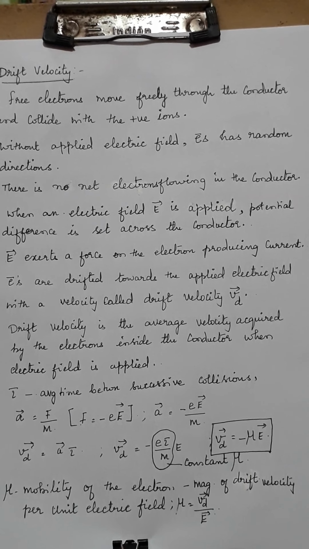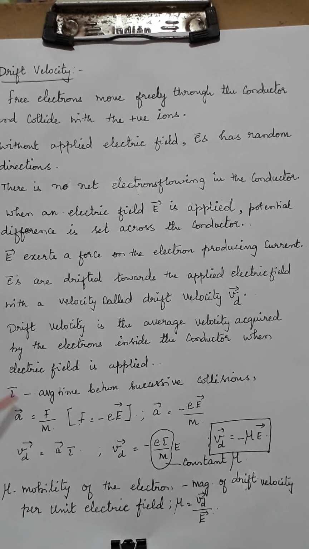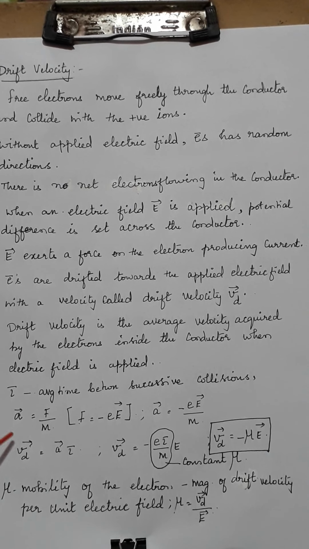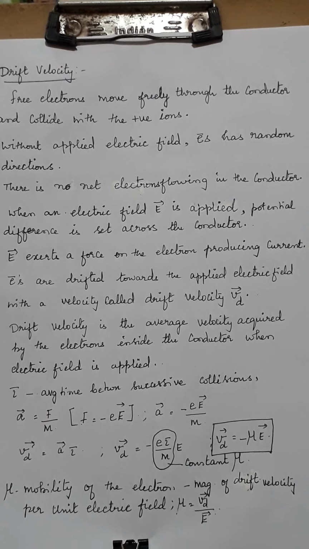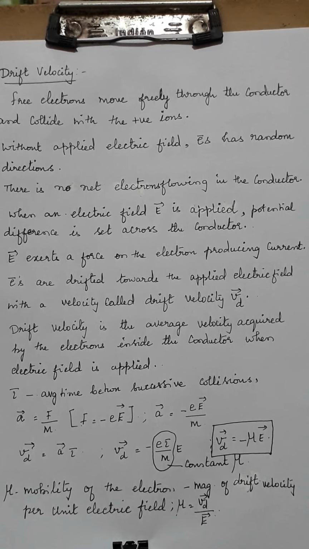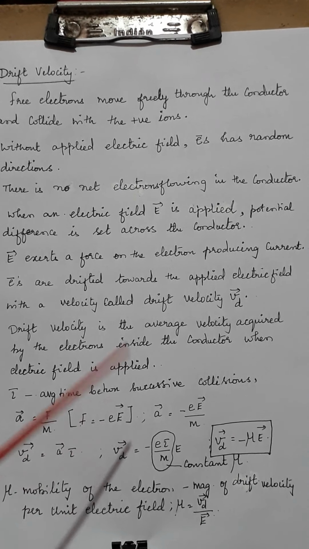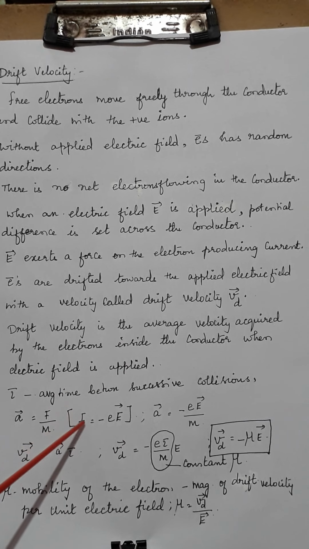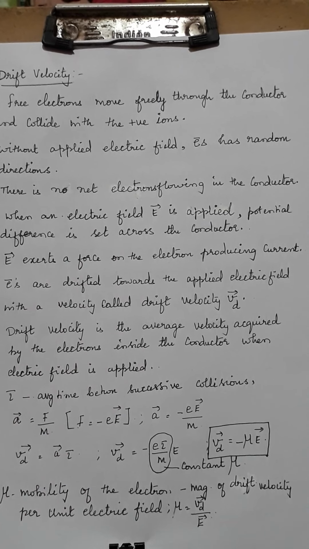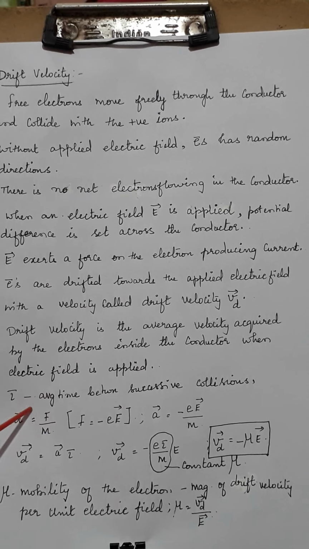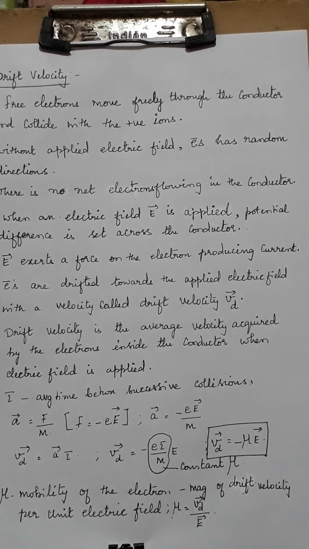We all know Newton's second law. What does it say? F = ma. So from there I can write a = F/m. And in the first lesson we studied that the force due to an electric field on a charge q, here the electron charge, is F = -eE, where E is the electric field vector. So in place of F, it is substituted, and a = -eE/m.